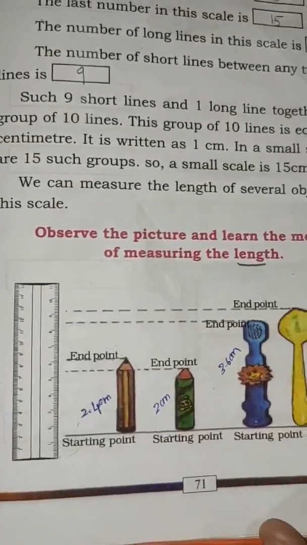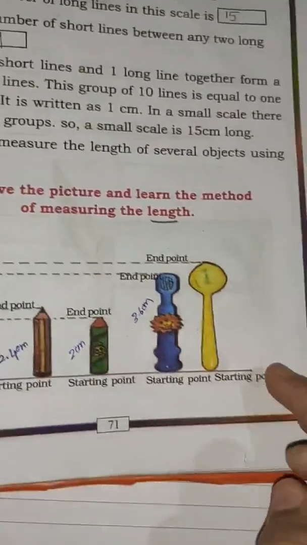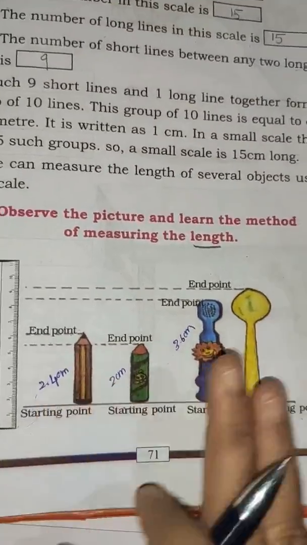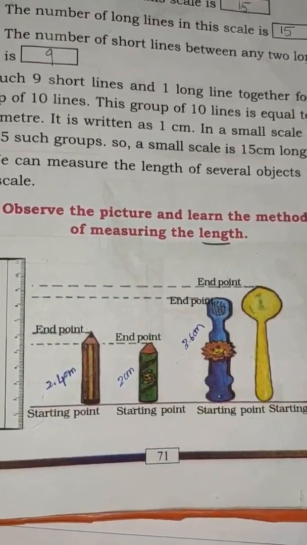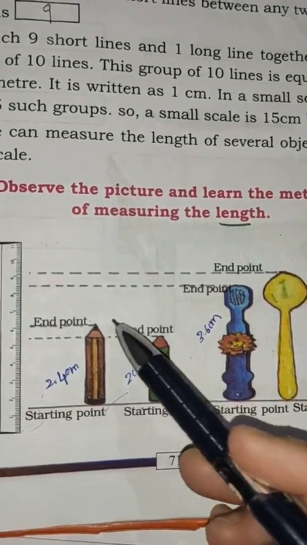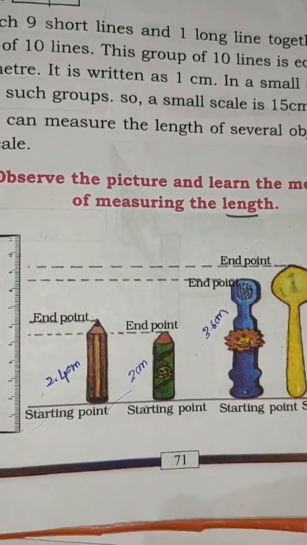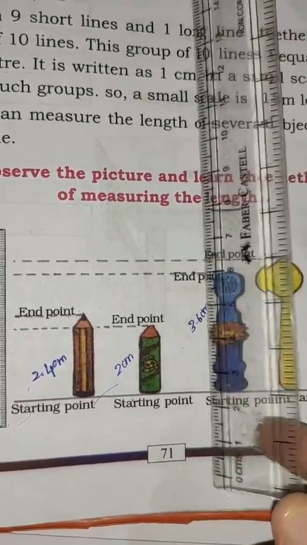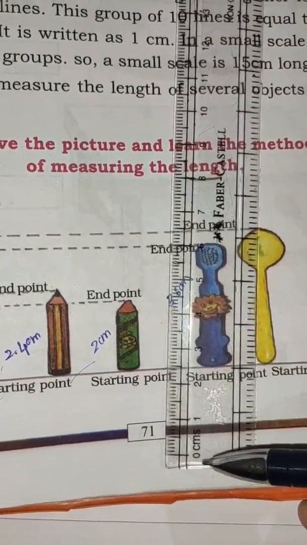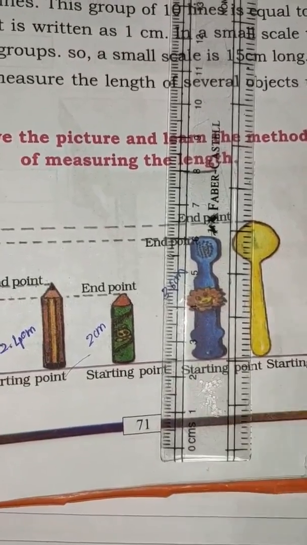So this is how we have to measure the length. Here one more thing is there. In the same way, you have to measure the things. You have to start from the starting point to the end point, end to end. Whenever you are going to measure, you have to start from the 0. Your starting point should be on 0.